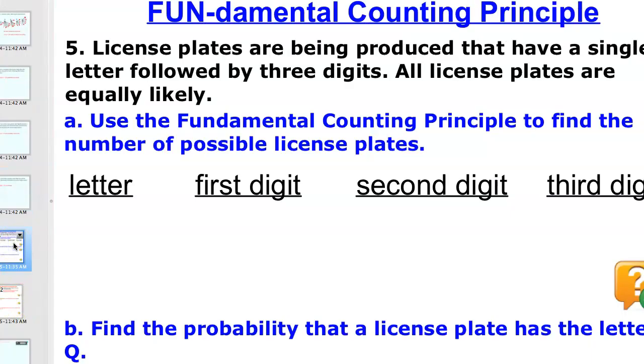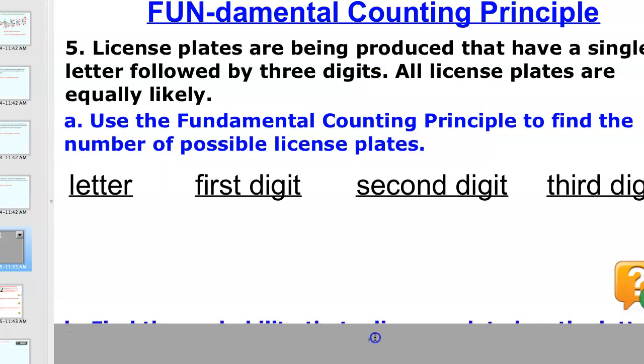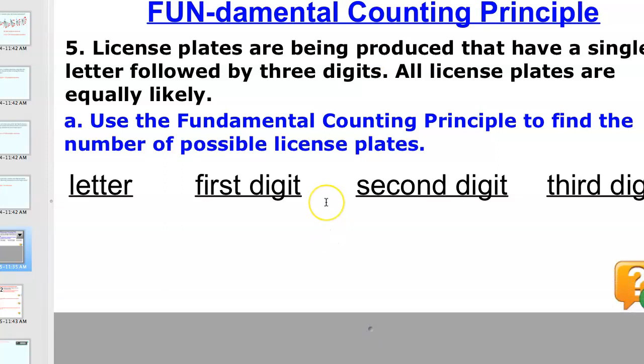All right, now we're going to move on to a little bit more challenging problems. So license plates are being produced that have a single letter followed by 3 digits. All license plates are equally likely. So we're going to use the fundamental counting principle to find the number of possible license plates there are. This is really interesting. I want to know how many license plates there can be.